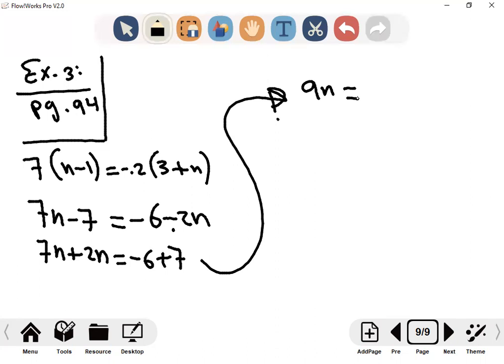Negative 6 plus 1, positive 1. I want n. I'll divide both sides by 9. So n equals 1 over 9.